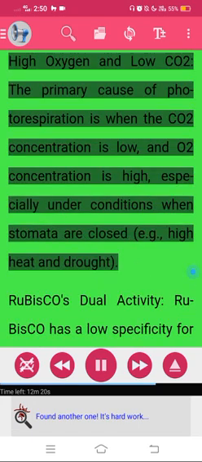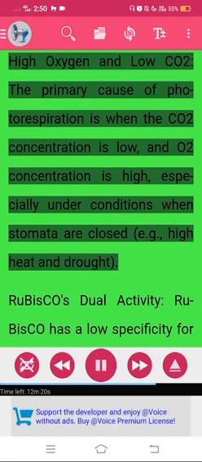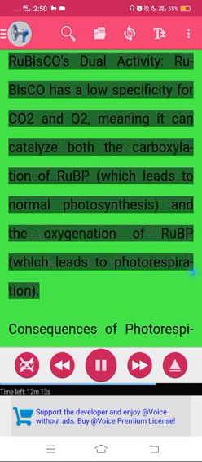Why does photorespiration occur? High oxygen and low CO2. The primary cause of photorespiration is when the CO2 concentration is low and O2 concentration is high, especially under conditions when stomata are closed, e.g., high heat and drought. Rubisco's dual activity: Rubisco has a low specificity for CO2 and O2, meaning it can catalyze both the carboxylation of RuBP, which leads to normal photosynthesis, and the oxygenation of RuBP, which leads to photorespiration.